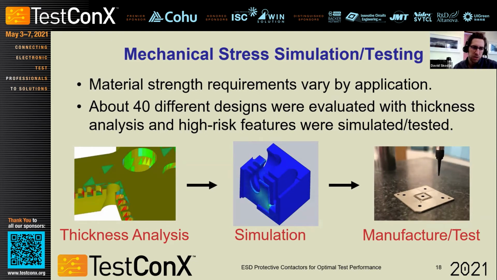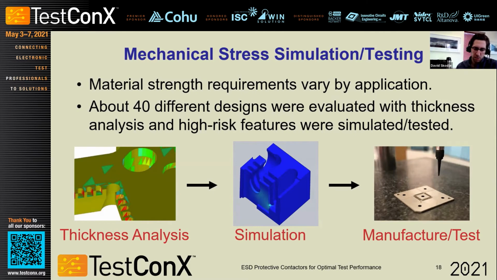So to confidently qualify this material, we started by looking at over 40 different designs and performing a thickness analysis with a CAD package thickness analysis tool. It's a simple tool. It just highlights the surfaces based on their thickness. So a thin surface will show up as red.